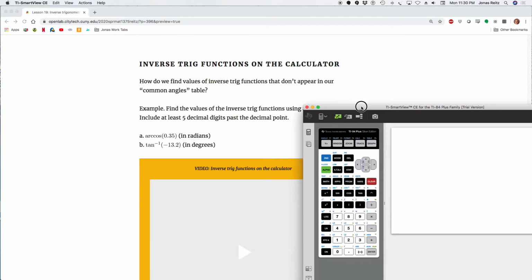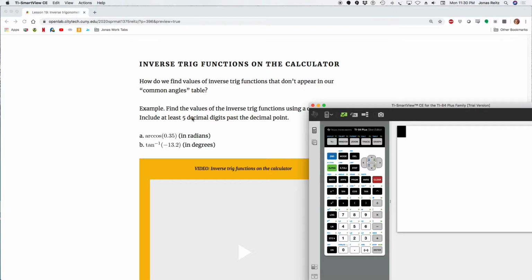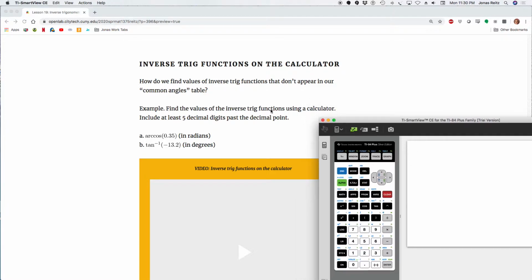And our goal is to answer this question on screen, which is find the values of the inverse trig functions using a calculator and include at least 5 decimal digits past the decimal point. The first one is arc cosine of 0.35. That is to say, what angle do you have to plug into the cosine function to get an answer of cosine equal to 0.35? And here's how we do it.